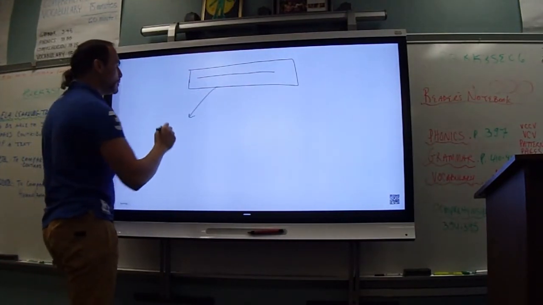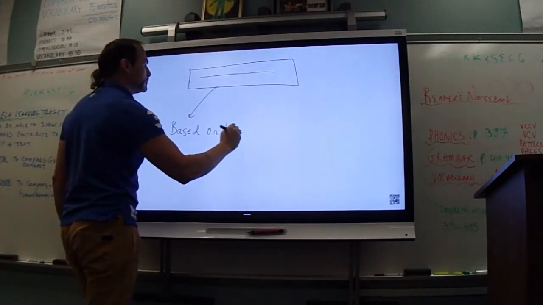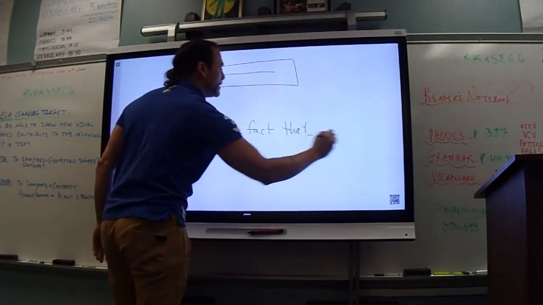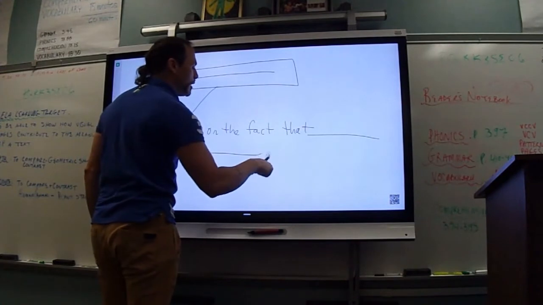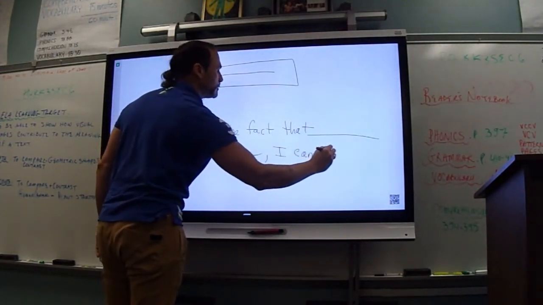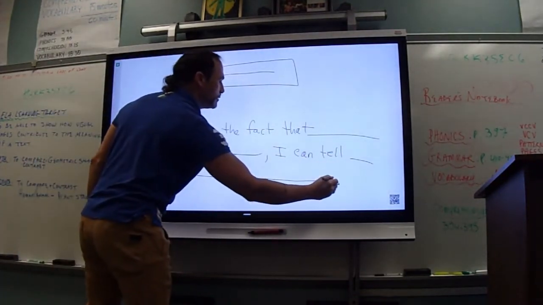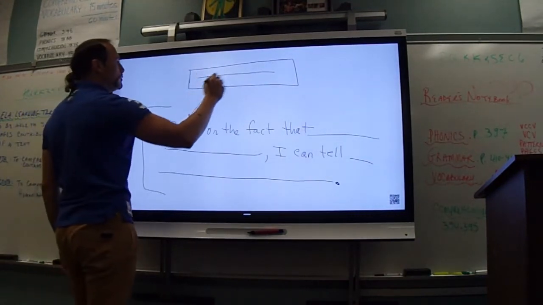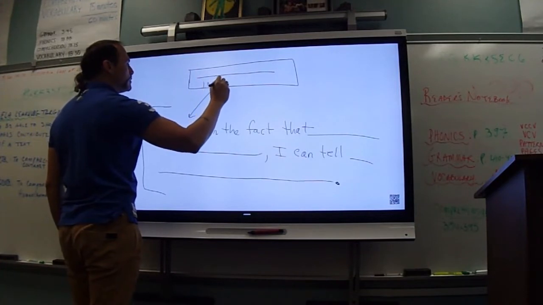Then the student response based on the fact that they state the fact, right? They state the fact. And then, comma, I can tell, and then they make their inference right there. This is your student response. This is the structure of it, all based on the small digestible paragraph. And this is in making inferences.